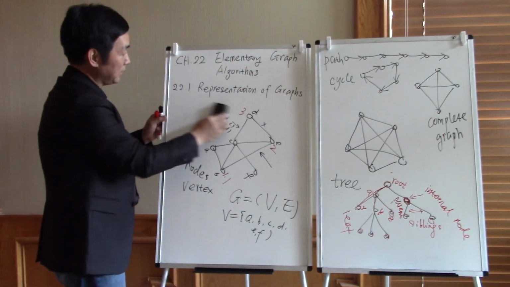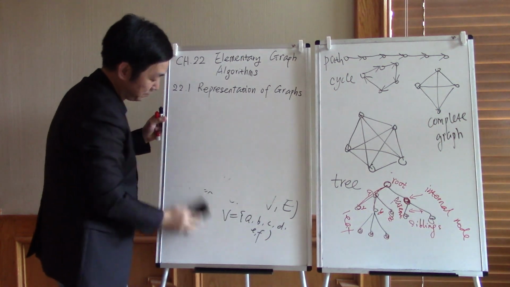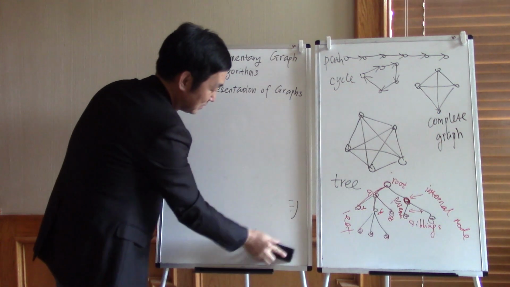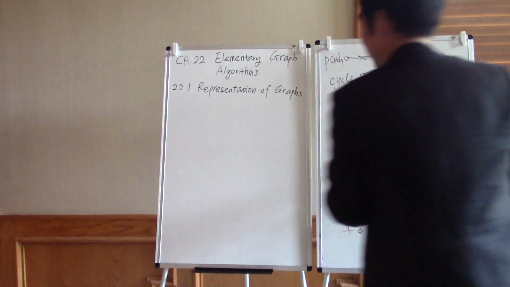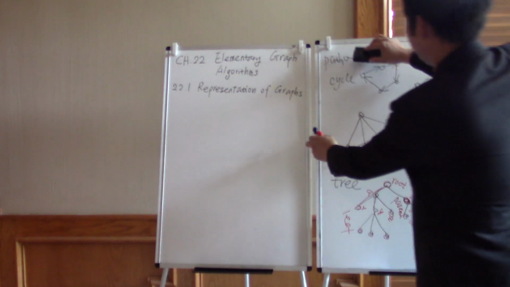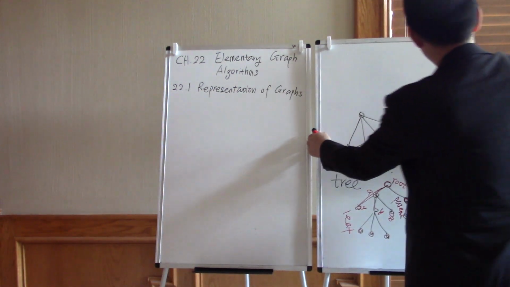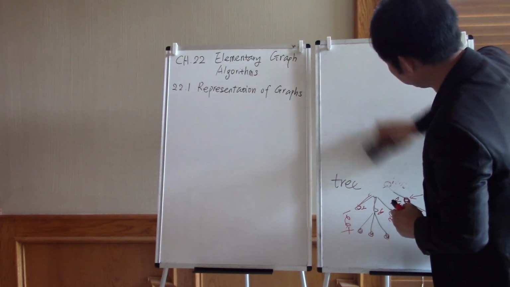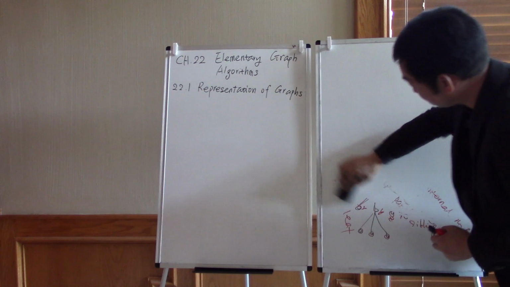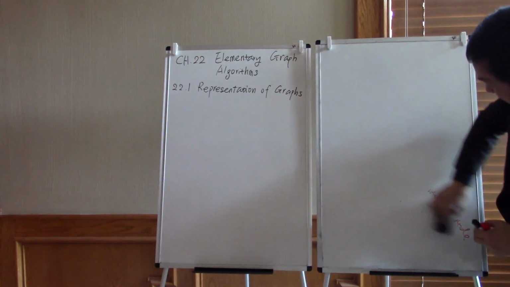The first thing we're going to learn is called the representation of graphs. So how do we represent a graph using some data structure? It sounds like a simple question, but it actually matters, because when we try to solve a graph problem using some algorithm, one question is, how is this graph represented? That will tell us how to access information in this graph.